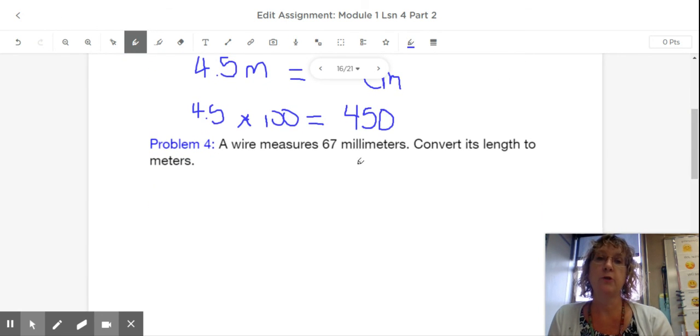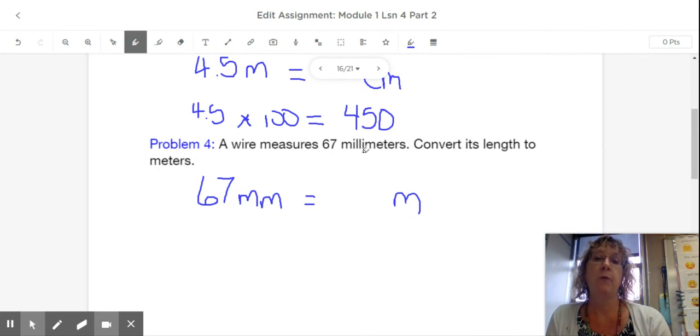Problem 4. A wire measures 67 millimeters. Convert its length to meters. So now we're at 67 millimeters, and we want to convert that to meters. Now we're going from fly, little itty bitty teeny tiny thing, to meters. So we're going to go from fly to horse, divide, of course. And with millimeters, milli means 1,000. So we're going to divide by 1,000. 67 divided by 1,000.